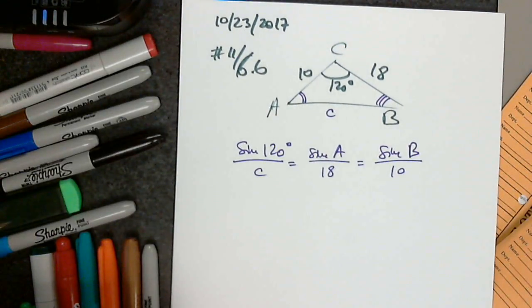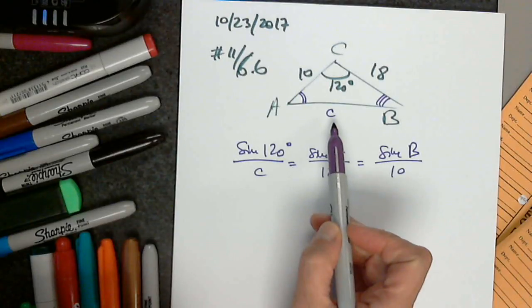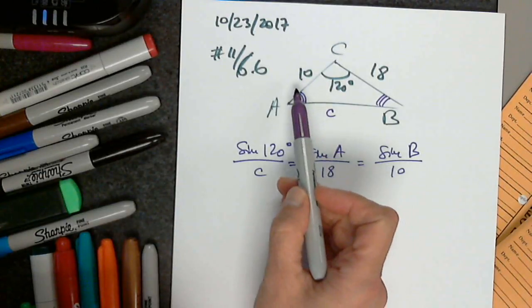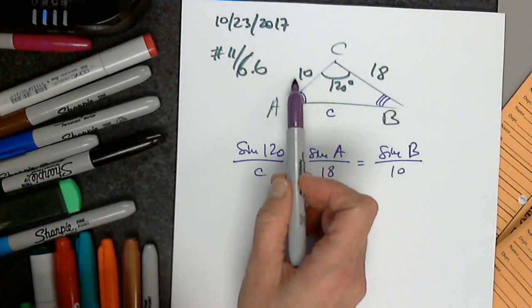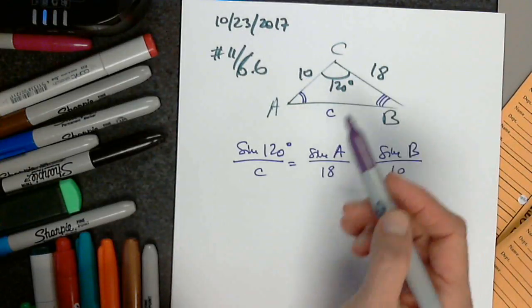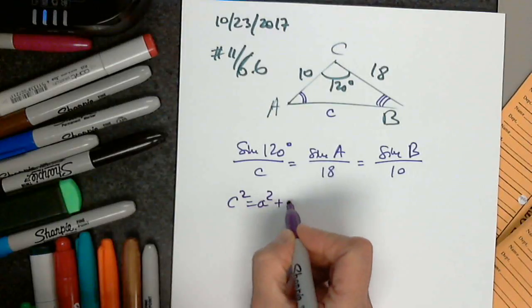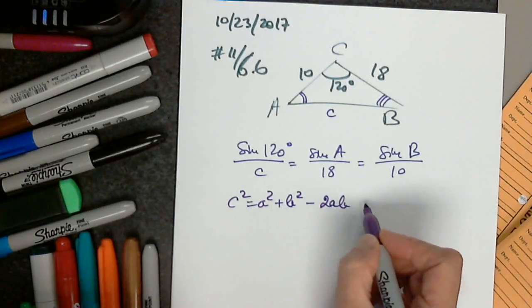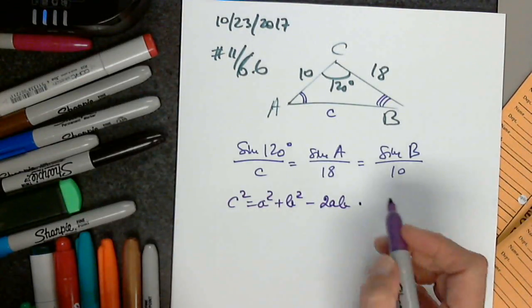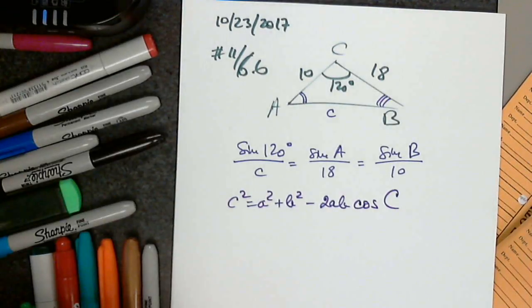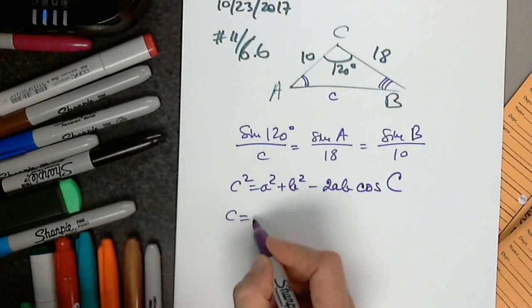So now let's write the law of cosines for C, because I have uppercase A, I have lowercase b, and I have lowercase a. C squared equals A squared plus B squared minus 2AB cosine C. Exactly. Good.